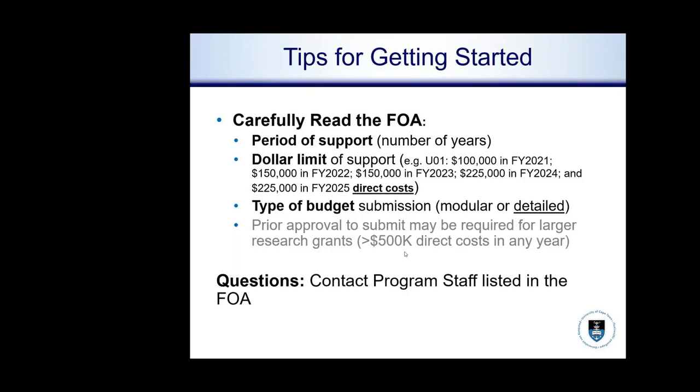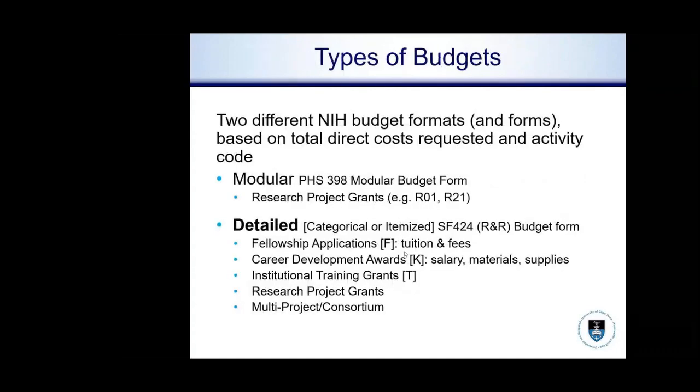Types of budgets: NIH accepts two, a modular or a detailed budget. I'm going to focus more on a detailed budget as this is typically what you'll be submitting. I will briefly touch on a modular budget so you're aware of what it is. Another point to be aware of, but not applicable to these calls, is that if you're going to request more than $500,000 per annum, you require prior approval from the NIH. Again, I think I mentioned yesterday, you should ask any questions to the program officer.